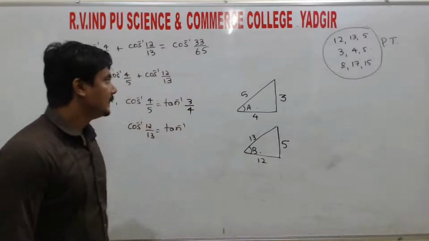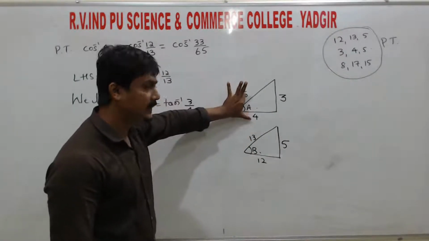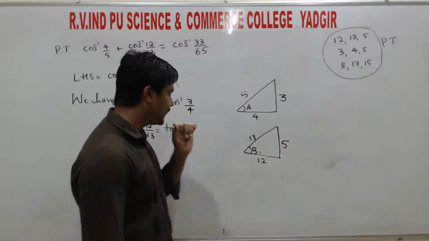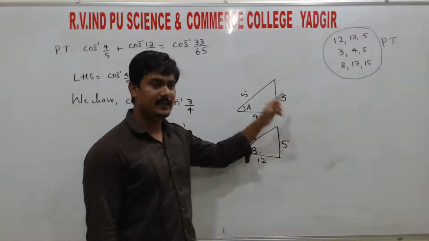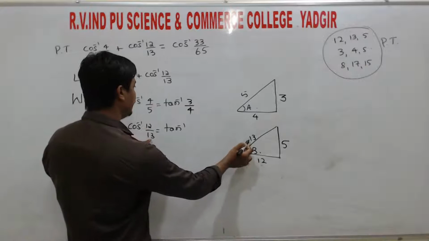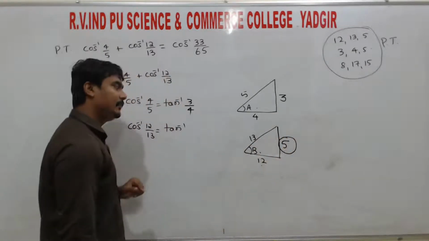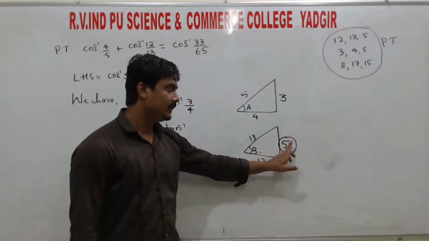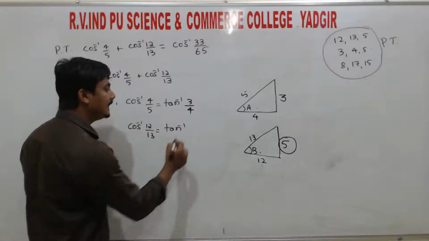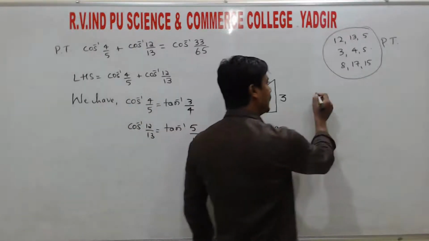Here one side length is 4, another side length is 5. Since I remember the Pythagorean triplet, I will know that this opposite side length will be 3 directly. Here one side length is 12, hypotenuse length is given as 13. Since I remember the Pythagorean triplet, I will know that the opposite side length will be 5. So in terms of tan inverse, it becomes opposite by adjacent. I hope you know this formula.